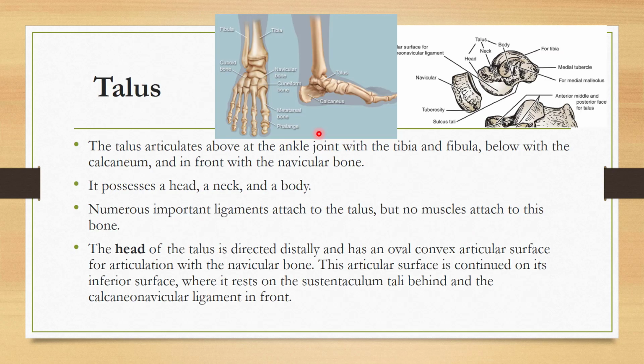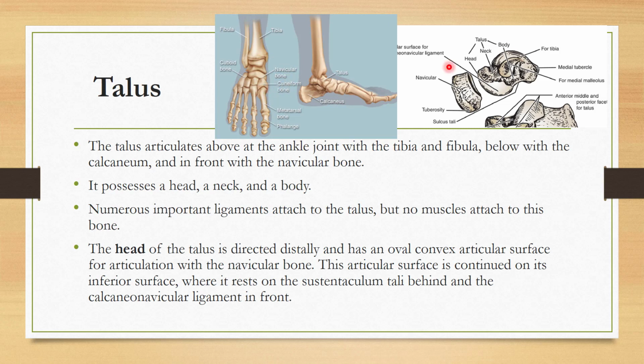Now we will discuss second bone, which is talus bone. Talus articulates with tibia on the medial side of the leg and fibula on the lateral side of the leg to form the ankle joint. Okay, below it articulates with the calcaneum bone. You know this thing that below the talus there is calcaneum bone, and in front of the talus there is navicular bone with which it articulates.